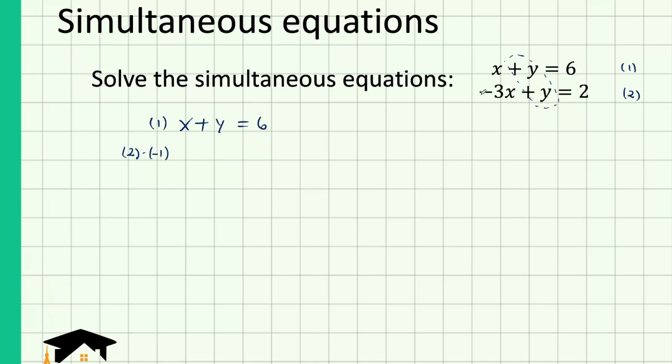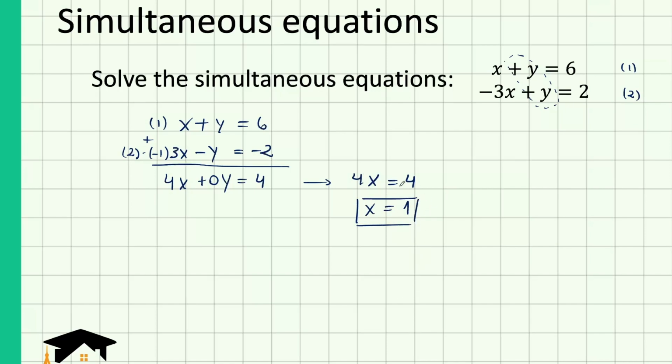So this will change all the signs in this equation. Instead of minus 3x, we will get 3x. Instead of plus y, minus y. And instead of 2, minus 2. Now we can add them together. x plus 3x is 4x. y minus y is 0y. And 6 minus 2 is 4. With this we have that 4x is equal to 4, and divided by 4 we have x equals 1.